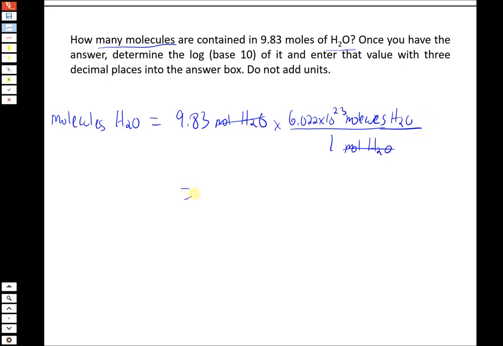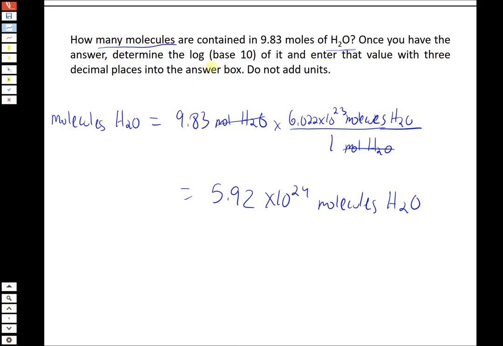9.83 times 6.02 times 10 to the 23rd, what we get is 5.92 times 10 to the 24th molecules of water. Okay, so that's how many molecules are in 9.83 moles. Just a one-step calculation this time.